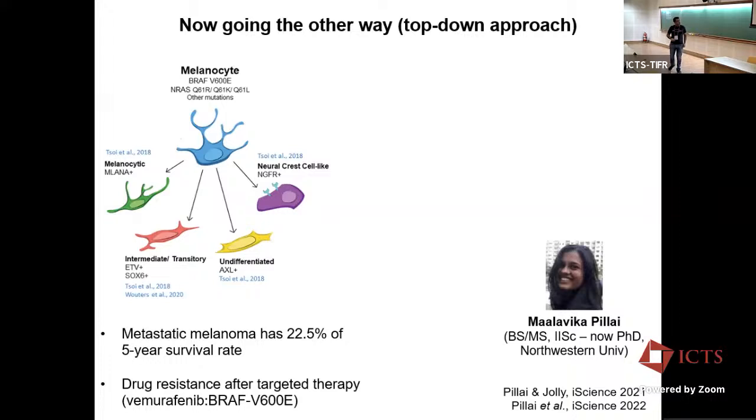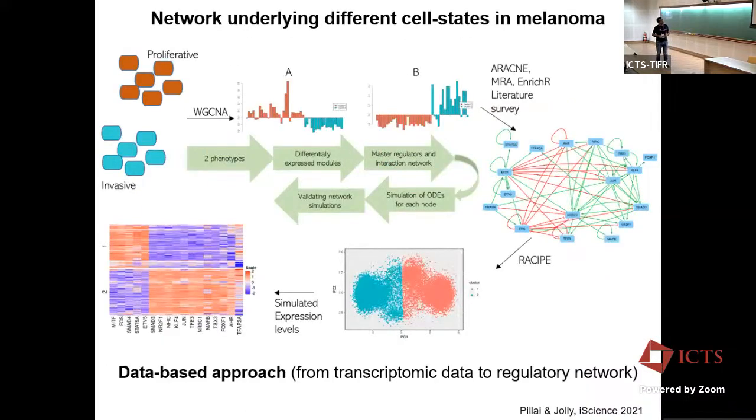Here is another approach which Malvika, my ex-student, she was an IISc undergrad, did. She wanted to start from omics data and then arrive at a network and see whether that network was sufficient to do that. So what she did is this: she started from two sets of samples, proliferative and invasive, the omics data of that, and applied a whole bunch of statistical approaches which many of you might be familiar with, where you identify differentially expressed genes and what the modules are, and then you look at what are the transcription factors controlling those genes, how do those transcription factors influence each other in the network, and so on.